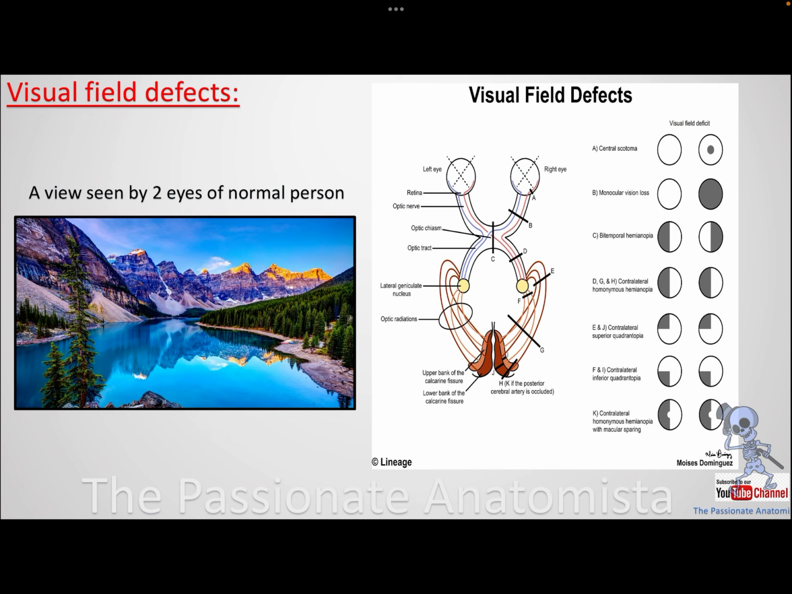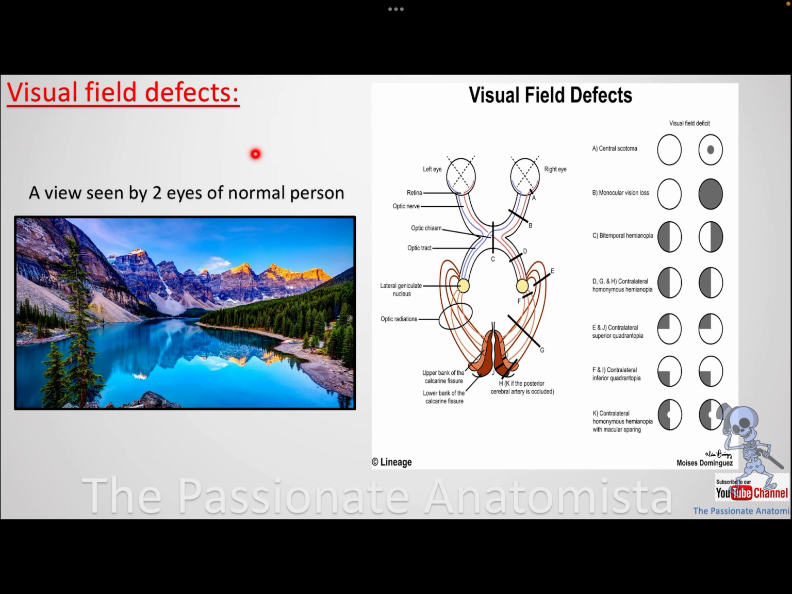I thought of adding a picture in this. Usually, when we explain something related to a patient, we would say it as if we are looking at the patient from the front. But in eye pathology, we put ourselves in the place of the patient.